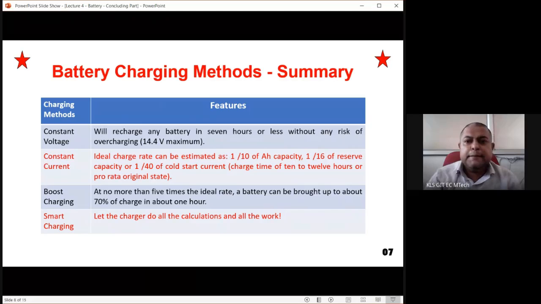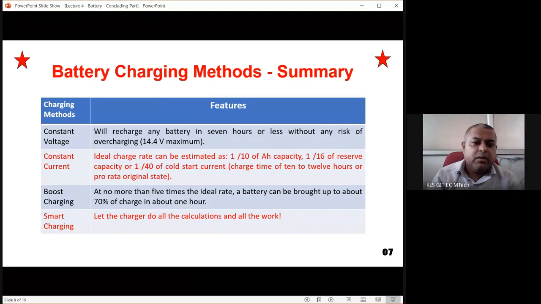So these are the battery charging methods. Again, I have put some 2 stars here. Constant voltage charging will use 14.4 volt and will be for 10 hours. Constant current charging has 3 ratings: 1/10 is for ampere hour, 1/16 is for RC, and 1/40th is for cold start or cold cranking. Okay, and certain temperatures are also mentioned.